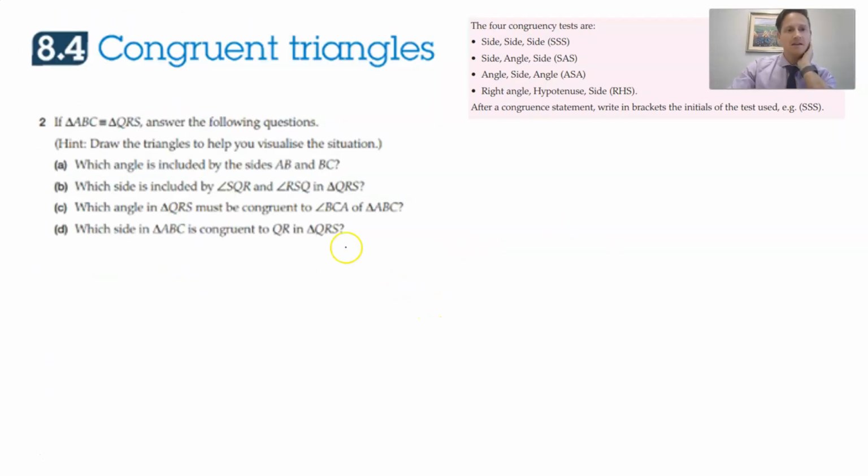So question 2: if triangle ABC is, now that isn't very clear, but it's congruent to, that's the 3 lines.